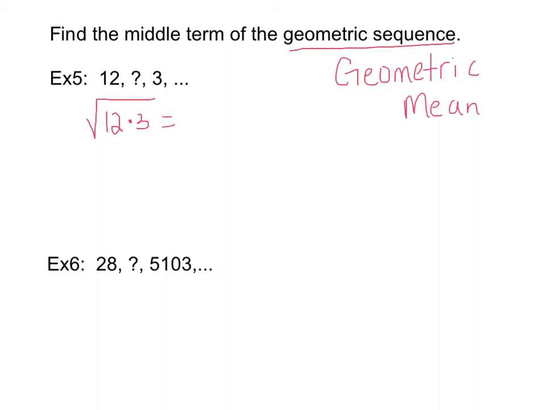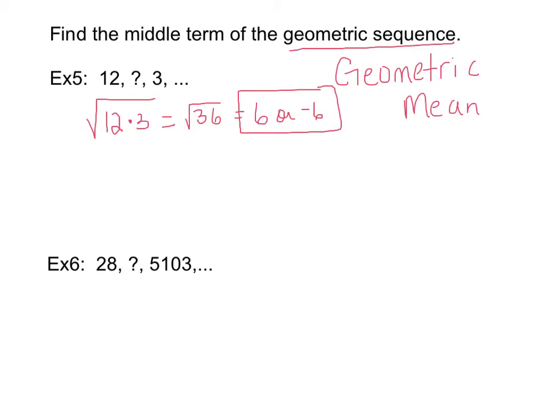So the square root of 12 times 3 is the square root of 36, which is 6, or negative 6. And it's very important that you include both 6 and negative 6, because we're not sure if the ratio is positive or negative, so we want to include both of them.